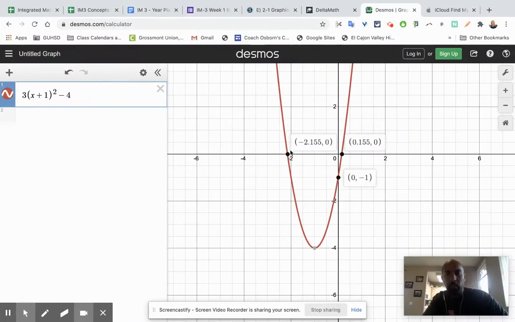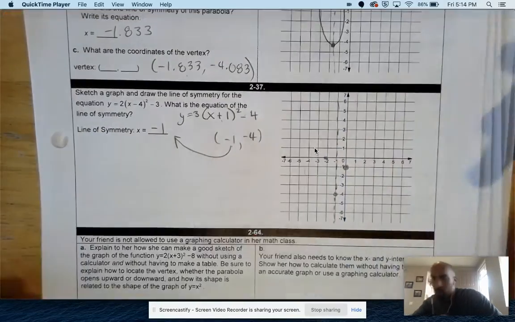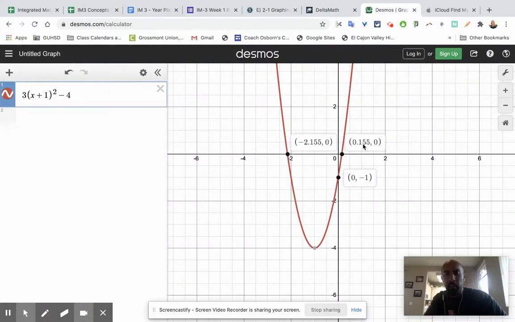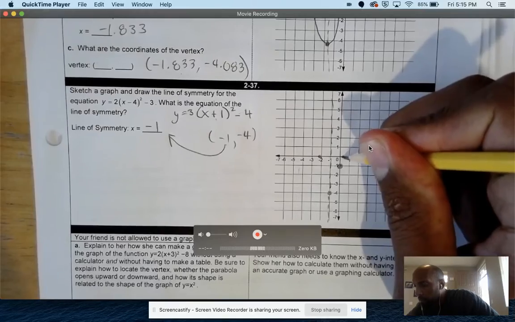Okay. And then we've got an x-intercept here at about negative 2.2. So about right there. And then right here we've got it at positive 0.15, or about 0.2. So it's a little bit right after 0 right there.